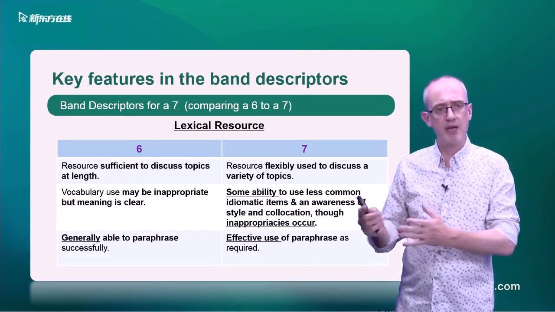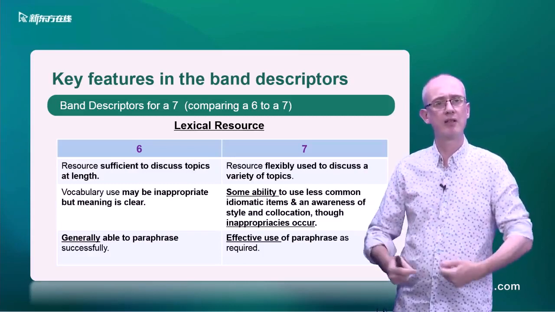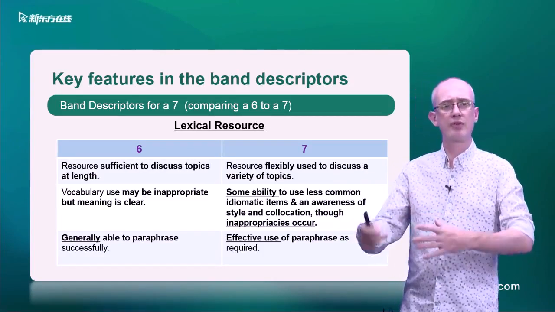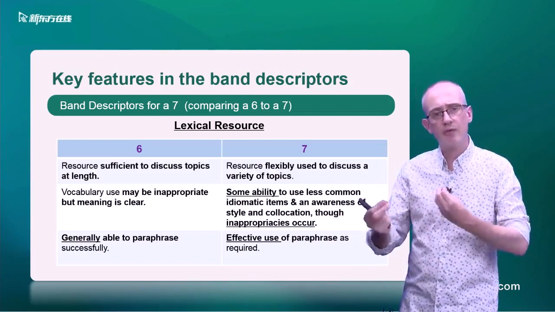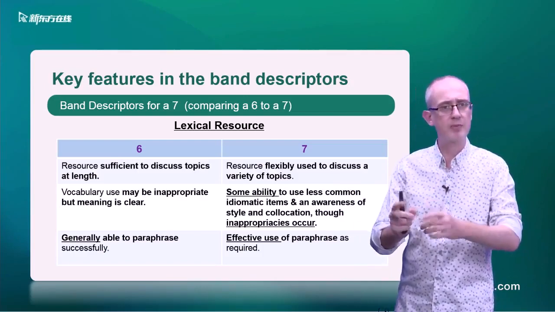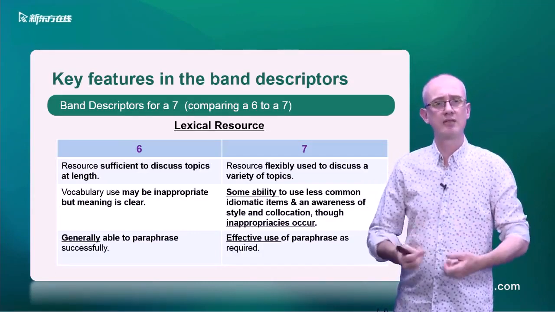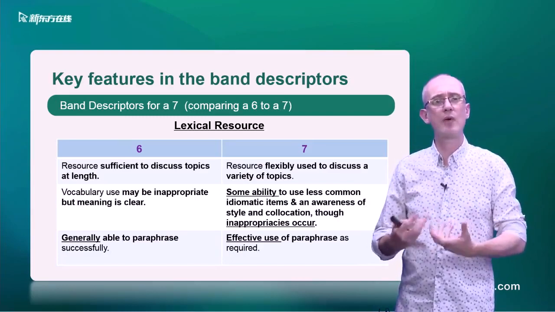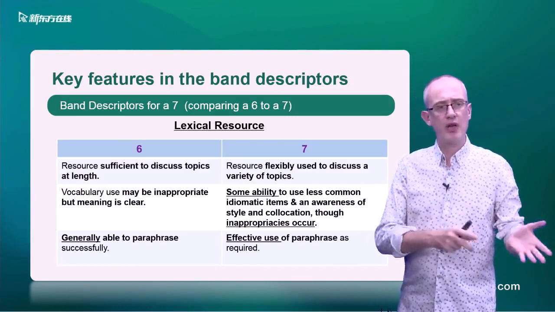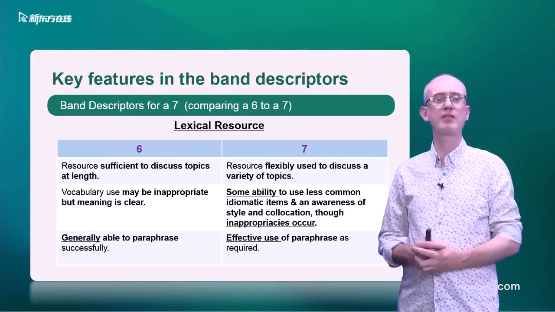7: some ability to use less idiomatic items and an awareness of style and collocation, though inappropriacies occur. So for 7, we're talking a few less common items, not less common for a native speaker, less common for a learner, and an awareness of style, an awareness of using language in the right places, though you can make mistakes. Generally able to paraphrase for a 6, and effective use of paraphrase for a 7.